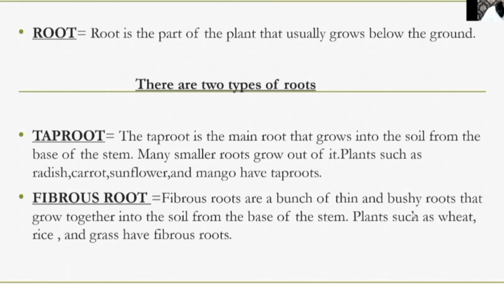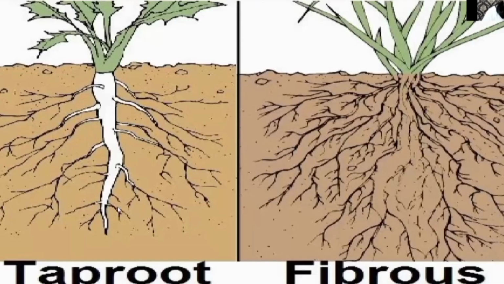Now, what are the examples of these kinds of roots? Plants such as wheat, rice, and grass have fibrous root. Can you see the picture? This is taproot. Yes, they are coming into the soil, and fibrous root happens to be bushy.